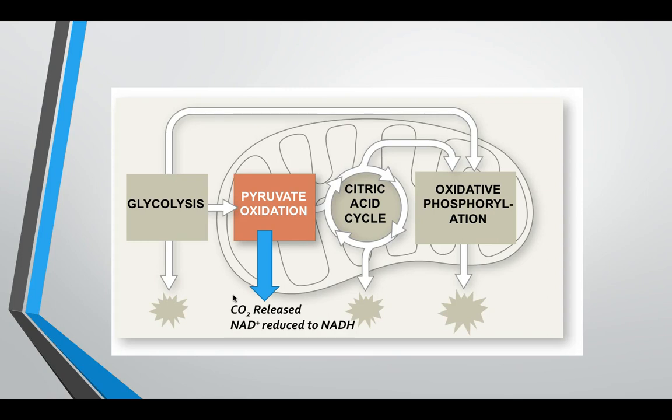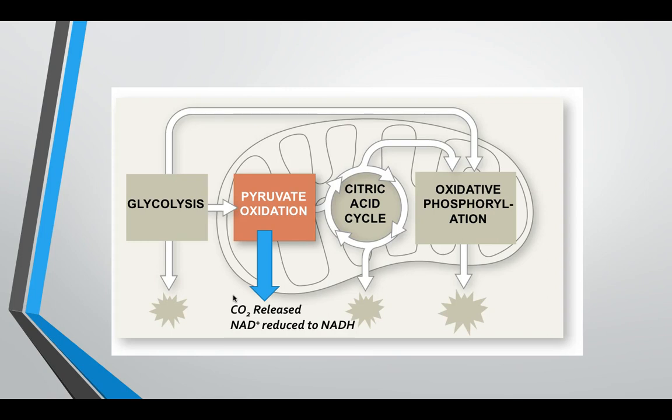Glucose is C6H12O6. We don't want any of those 6 carbons, we don't want any of those 6 oxygens, but we do want the hydrogens and the electrons that they carry with them. Pyruvate oxidation, again, holds the key to the citric acid cycle.